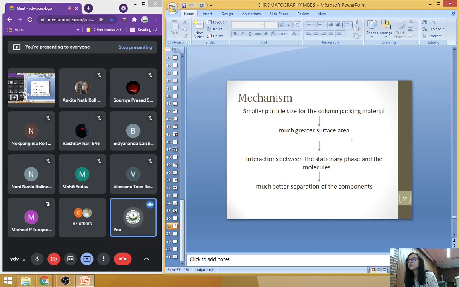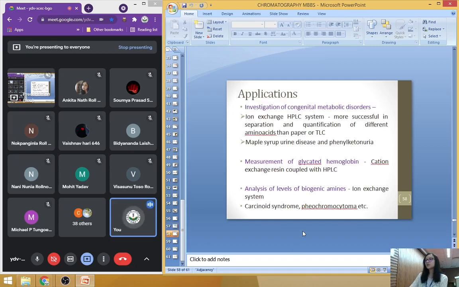So that will give us a much greater surface area. So the interactions between the stationary phase and the molecules will lead to a much better separation of the components. So this is the mechanism for HPLC. It can come as short notes, HPLC. Okay.